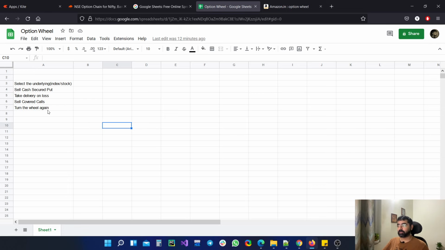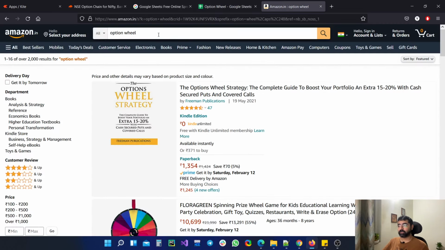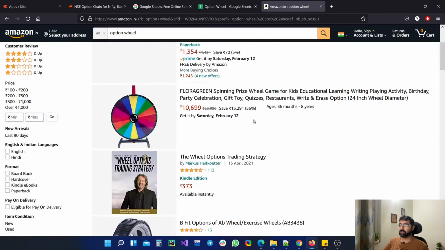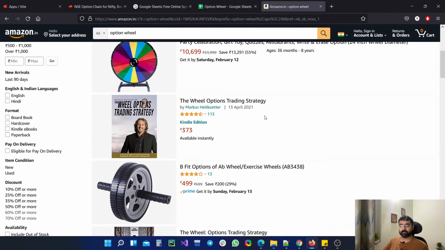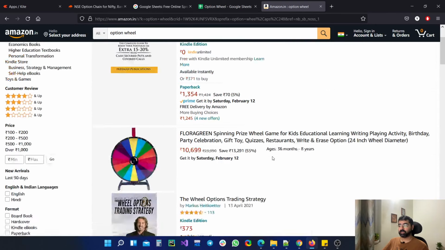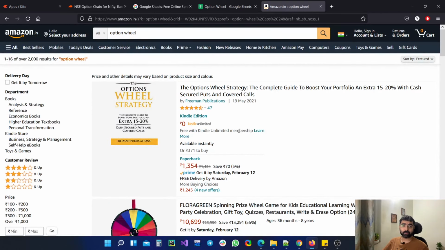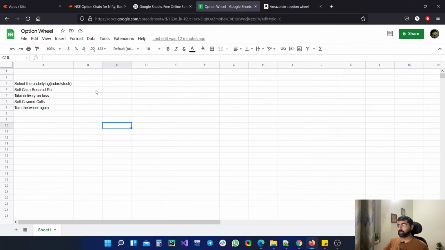So this is a very common strategy. If you go to Amazon and type option wheel, you will find a couple of books which are written on the same strategy. So you can look at these books which have already been written, and this is a strategy which is followed in many of the markets, not just India. So now coming to the steps of the strategy.